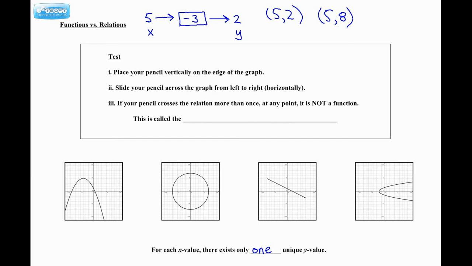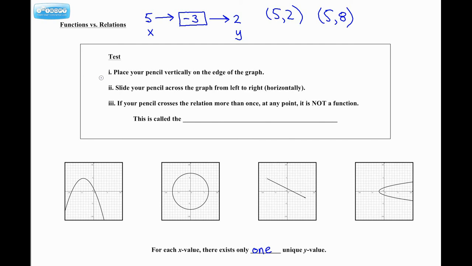All right. So let's look at how we can test to see if a relation is a function if we have a picture, just by looking at it. So you don't need to calculate anything or do any algebra or anything like that. You just look at the picture and you can tell right away. So we have 4 pictures down here, and this is the test that I'm going to take you through right now.